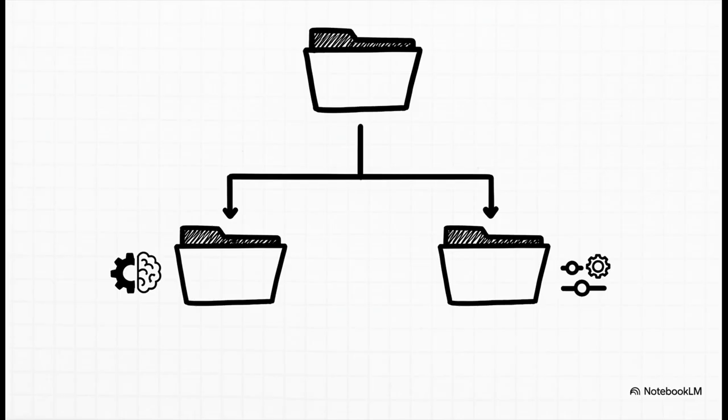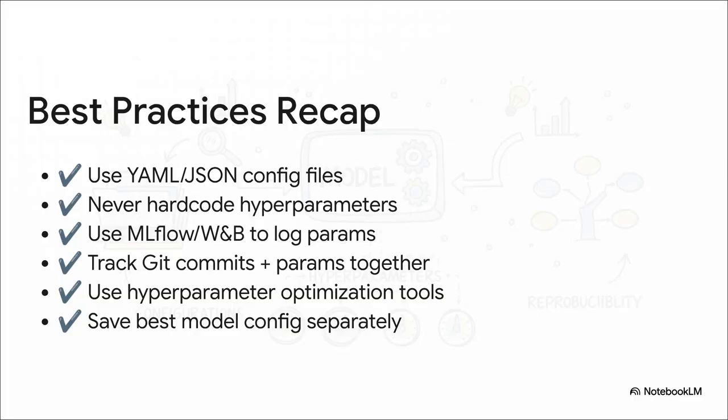All right, let's wrap this up with a quick recap of the best practices. This is your checklist for success. 1. Use config files like YAML or JSON. 2. Never, and I mean never, hard code your hyperparameters. 3. Use tools like MLflow or Weights and Biases to log your parameters. And 4. This is a big one. Track your Git commits with your parameters. That way you have a complete, rock-solid history of every single experiment you've ever run.